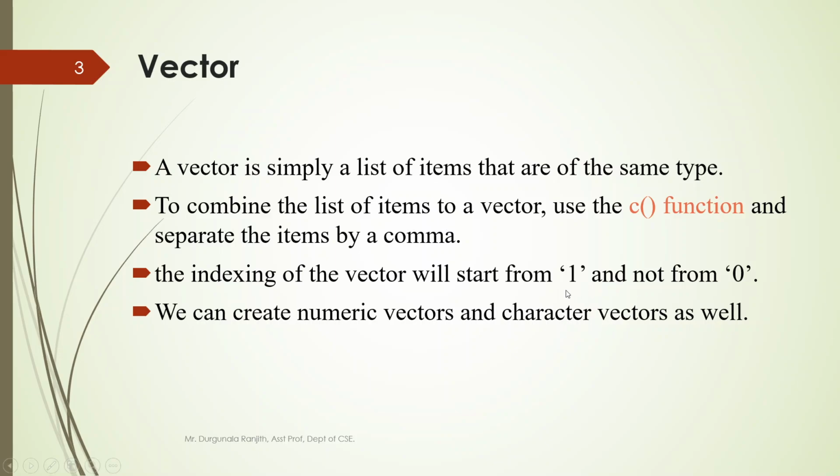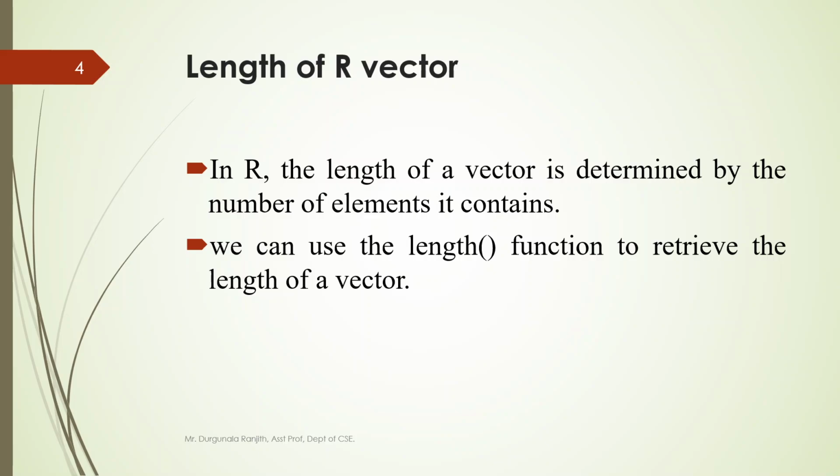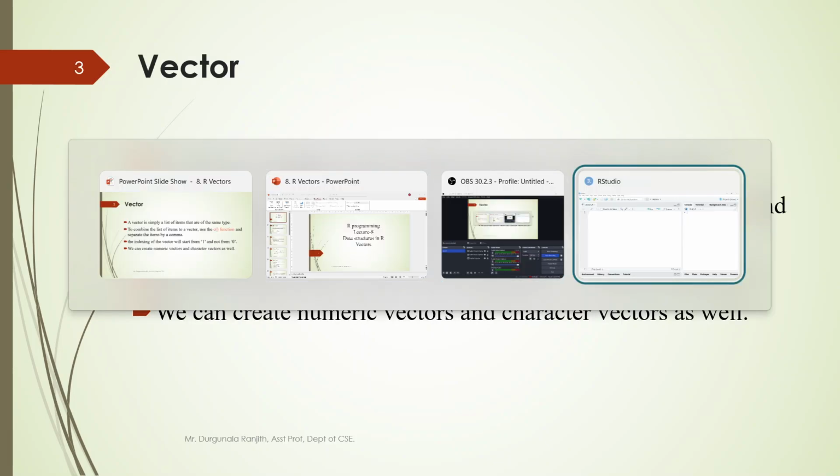Normally in arrays in C programming, the index values start from 0, but in a vector here the index values start from 1. This is the most important one. Also, you can create any type of vector, like numeric vectors, complex number vectors, or character vectors. You can create any type of vectors.